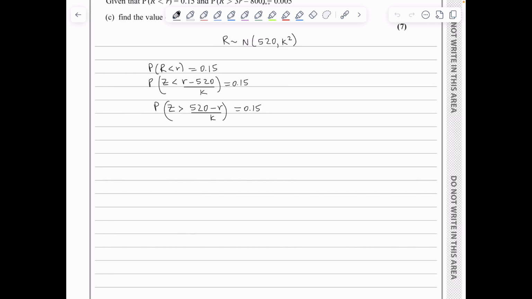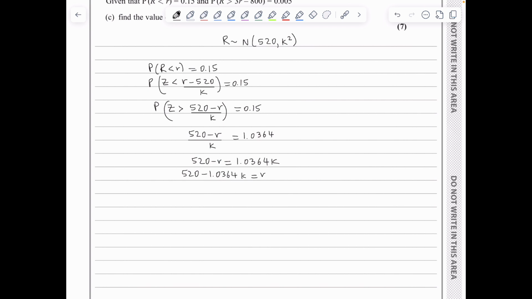And going to the small table of values for 0.15, we read off the Z value of 1.0364, which means that 520 minus r over K is equal to 1.0364. And therefore 520 minus r is 1.0364K, which leads to 520 minus 1.0364K is equal to r.